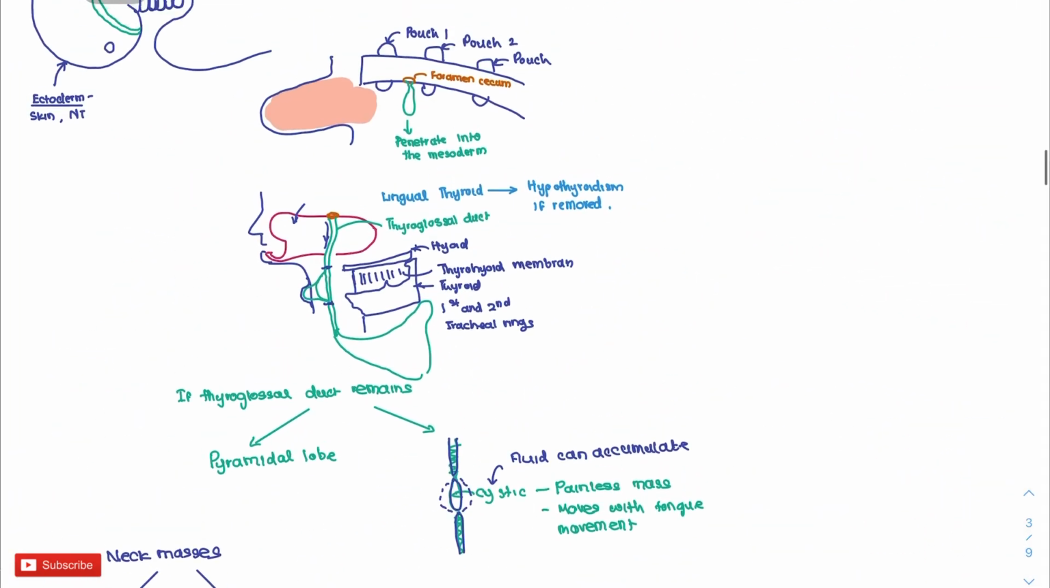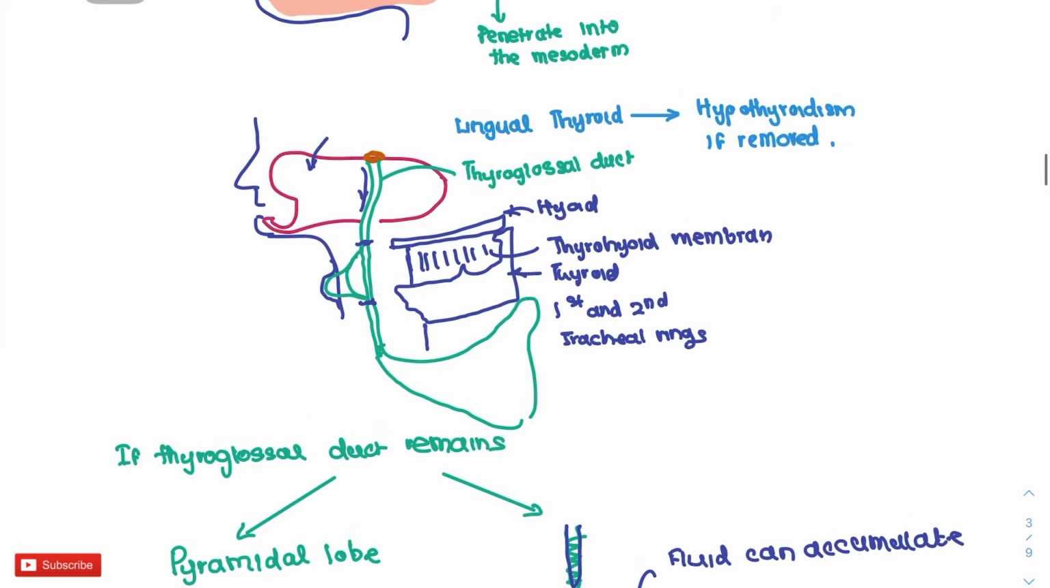So now let's look at the other situation. Let's say the thyroid gland does not go all the way down, or the thyroglossal duct cannot go all the way down, and instead it forms here. The thyroid gland will form there. This is the most common location, that is on the tongue or just below the tongue, and this is called a lingual thyroid. Now, if this is removed by accident, hypothyroidism can occur if this is the only gland which was acting as the thyroid gland.